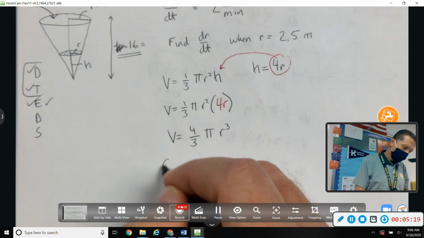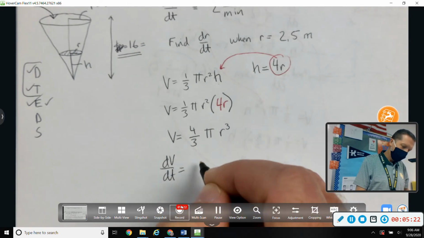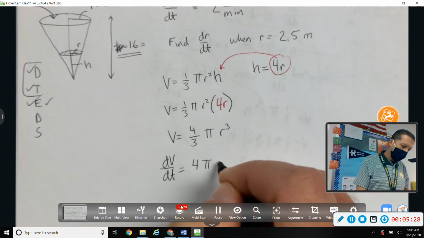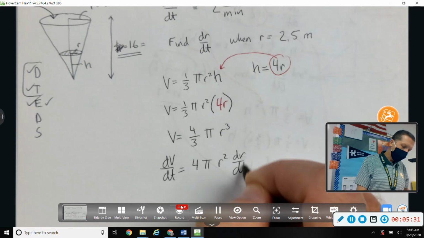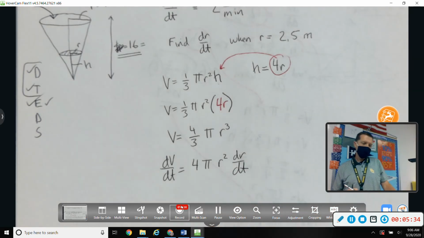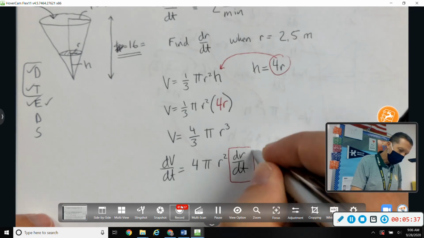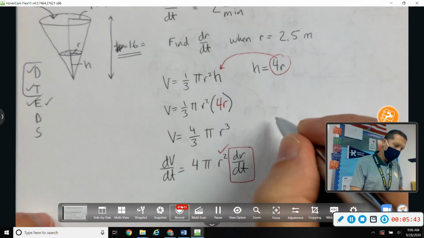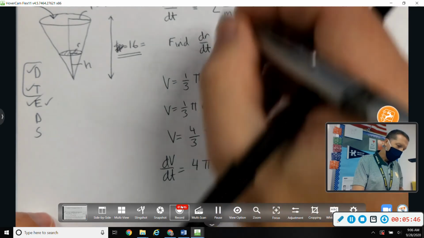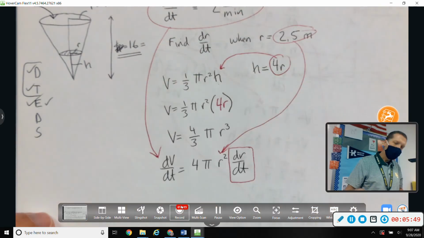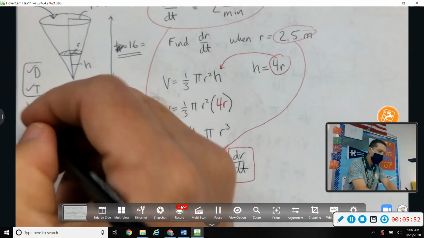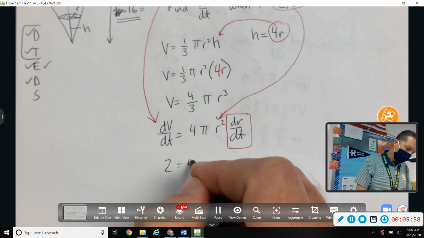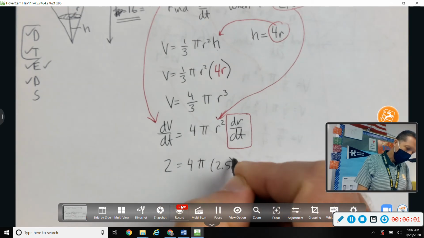Now we'll take the derivative. So dV/dt equals 3 times 4/3, the 3's will go away, so 4 pi r squared dr/dt. And we're trying to find dr/dt, which means we need to know the rest of it. R they gave us, dV/dt they gave us, so we should be okay. We derived already, we should be good to substitute and solve. So 2 equals 4 pi times 2.5 squared.